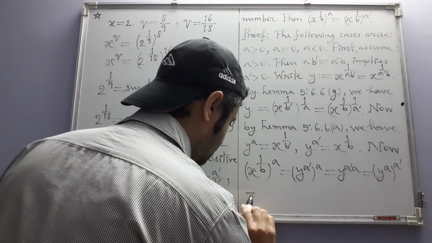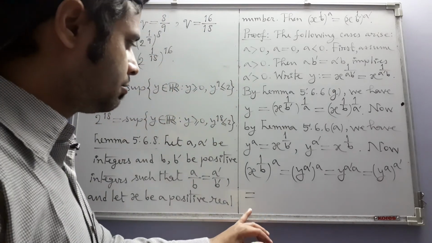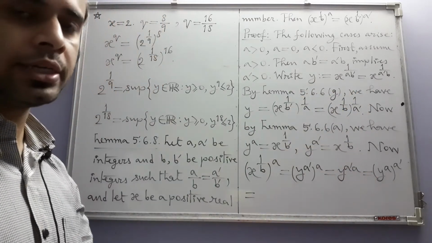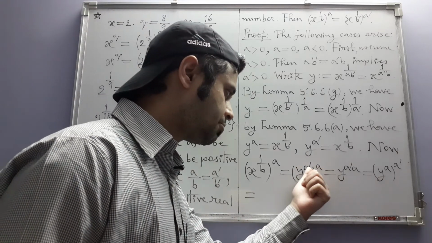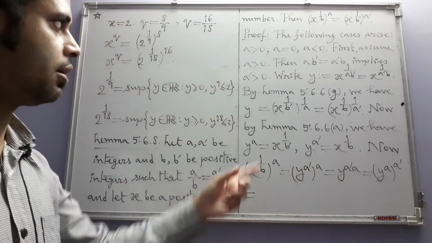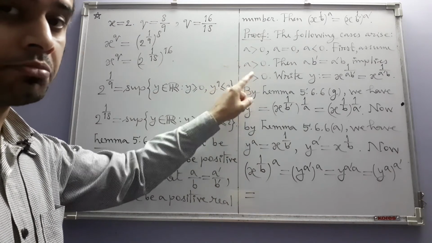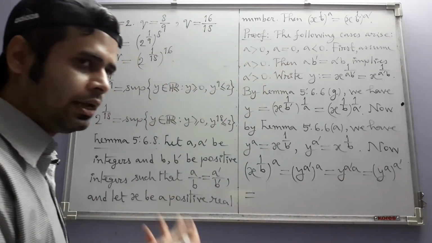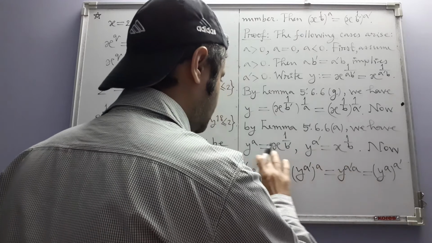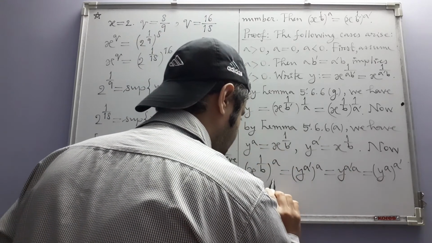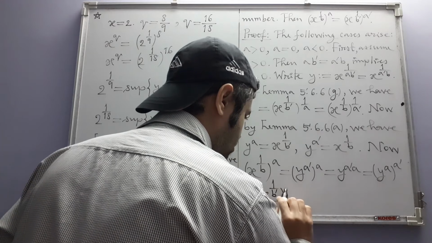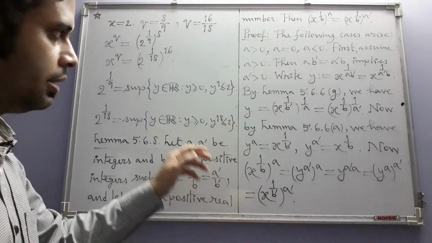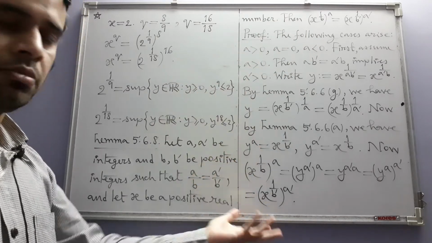Okay, and note that we don't have to bother about non-zero-ness of y, because now our exponents a and a prime are actually natural numbers. They are positive integers, not just natural numbers, positive integers. So the rules of exponent are anyway true, and in place of this we can write x to the power 1 by b prime whole to the power a prime. So that's what we wanted to show. In this case, where a is greater than 0, we have what we want.